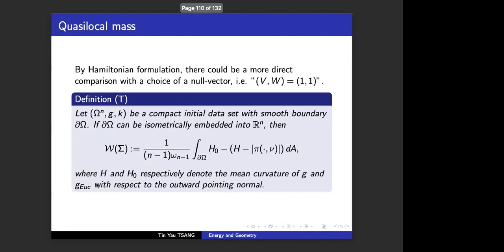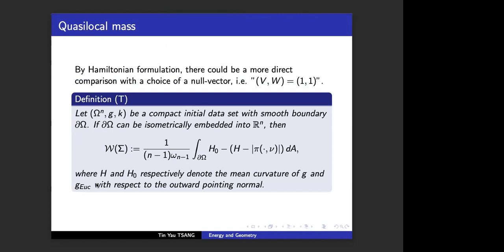But I just want to mention, we can actually choose a null vector. Instead of (1, 0), we can choose (1, 1), and then we can arrive at this formula. So it's a direct comparison of the boundary energy vector. This is a direct comparison. So I call it W.